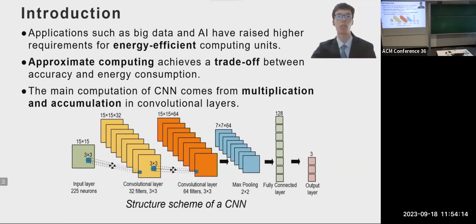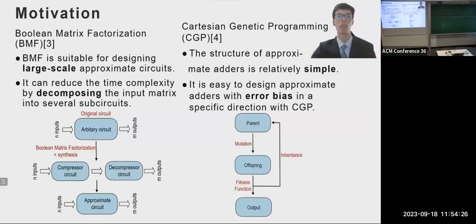The main computation of a CNN comes from the large amount of convolutional layers, so it is necessary to design an approximate MAC unit for CNN. A variety of circuit design methods based on automatic logic synthesis have been proposed in recent years, such as BMF and CGP. Using CGP to automatically generate approximate circuits is not efficient for circuits with too many nodes because of the large degree of freedom, while BMF is more suitable for the design of large-scale approximate circuits because it can reduce the time complexity by decomposing the input matrix into several subcircuits.